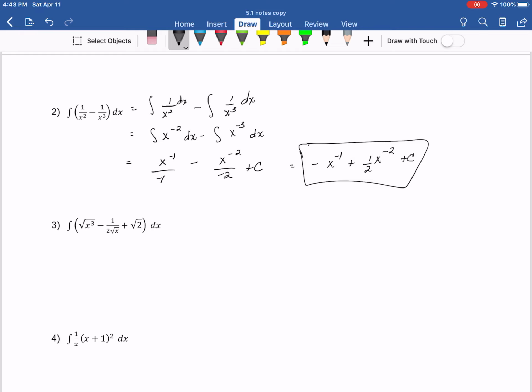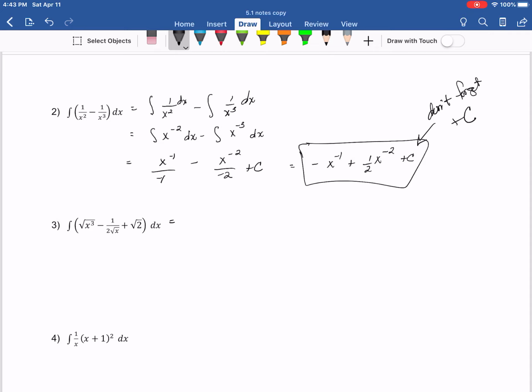One thing I want to stress is that when you're doing the homework for 5.1 in Connect Math, if you forget the plus c, it'll be counted wrong. So don't forget the plus c. Don't forget plus c. It doesn't matter if you use capital C or lowercase c, but it's got to be there.